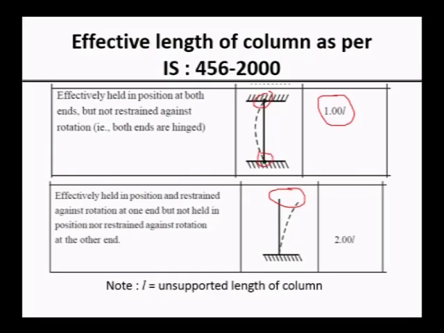In this type of situation, if you want to calculate the effective length, that will be equal to 2 into L. L is the unsupported length. Whatever the length is given, multiply by 2, you will get the effective length of the column. These tables are available in IS 456 2000. You have to refer to IS 456, which is allowed in the examination, and note down the values of the coefficient and calculate the effective length.